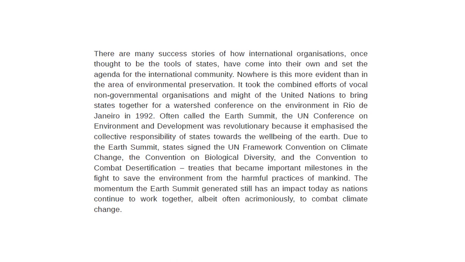The UN Conference on the Environment and Development was revolutionary because it emphasized the collective responsibility of states towards the well-being of the earth. Due to the Earth Summit, states signed the UN Framework Convention on Climate Change, the Convention on Biological Diversity, and the Convention to Combat Desertification. Treaties have become important milestones, another word for landmark, in the fight to save the environment from the harmful practices of mankind. The momentum of the Earth Summit still has an impact today as nations continue to work together, albeit often acrimoniously, which means they work together but they might really dislike each other, to combat climate change. Okay, so I have two questions here.